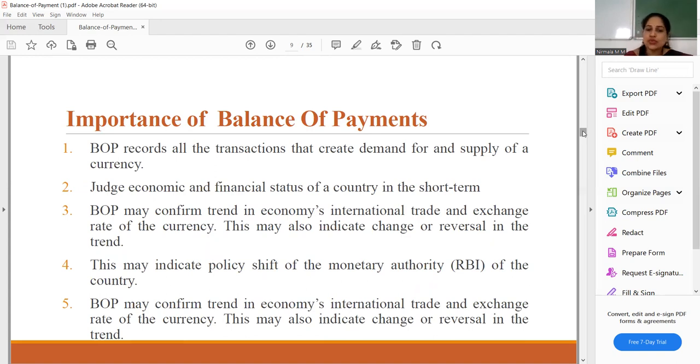Balance of payment also confirms the country's international trade and the exchange rate of the domestic currency, and this will also serve as the base for various monetary and fiscal policies as well.